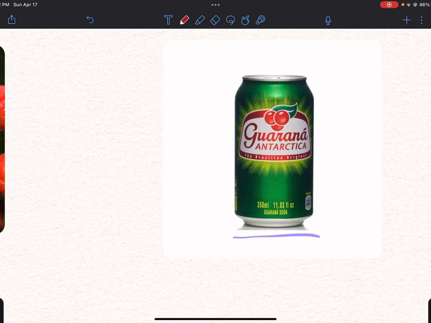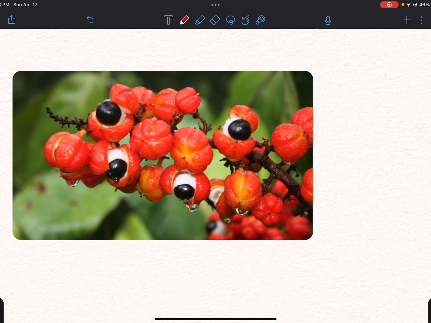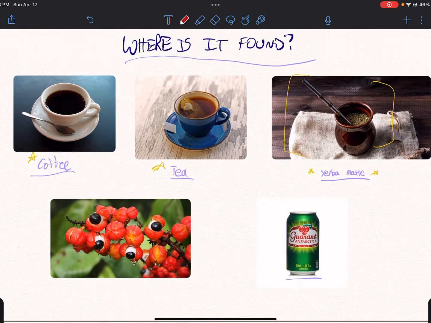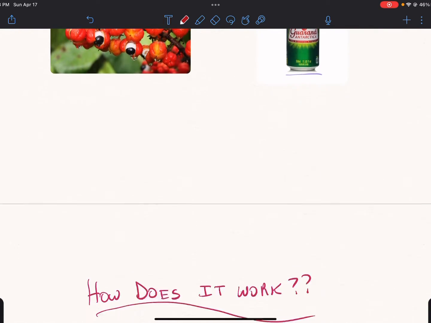It's very delicious, hard to describe. If you can't get your hands on it, order it. It's really, really good. And this is what it looks like. It's a fruit that looks like it has some eyes. And these are just some of the many things caffeine's present in. It's present in the stuff we consume, what animals consume. It's all over the place.